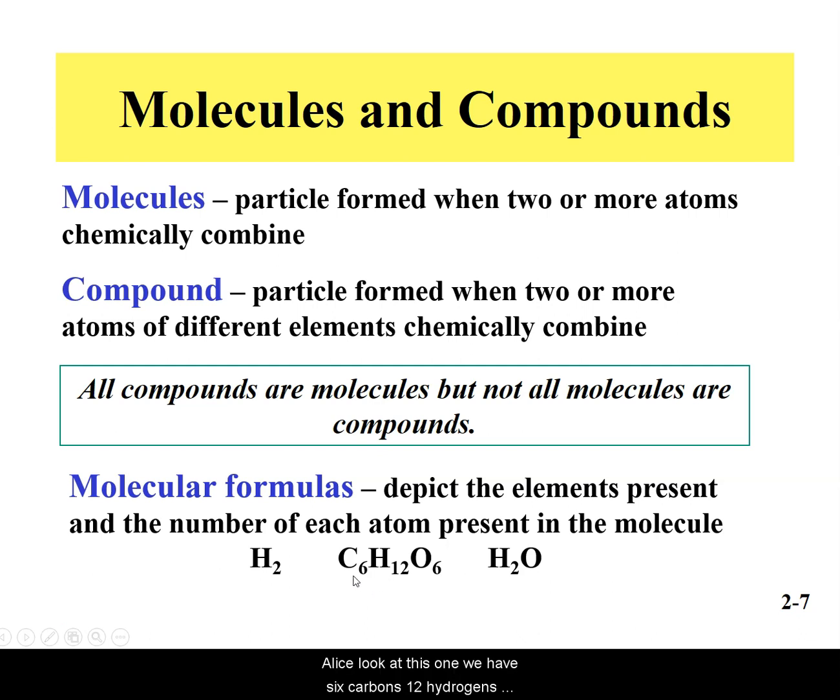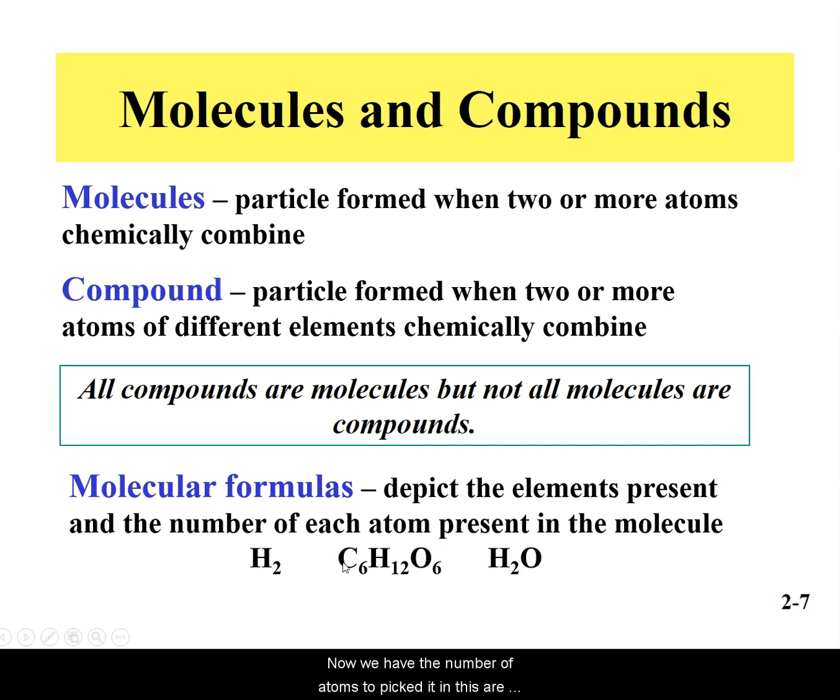Now let's look at this one. We have 6 carbons, 12 hydrogens, and 6 oxygens. So it is a molecule because it's two or more atoms chemically combined, and it has carbon, hydrogen, and oxygen from different elements that are chemically combined. It is a compound. So all compounds are molecules, yes, but not all molecules are compounds. This molecule is not a compound. So this statement is true.